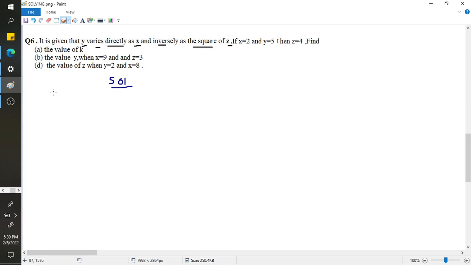Alright, so what do we do? First of all, we need to come up with a formula, right? How do we do that? Let's interpret the meaning of the sentence. We are told y varies directly as x, right? So that means y varies directly as x.